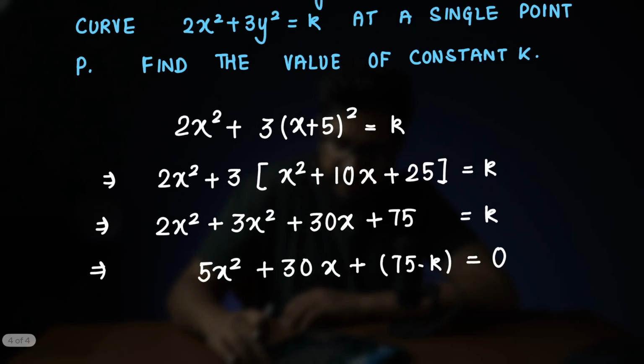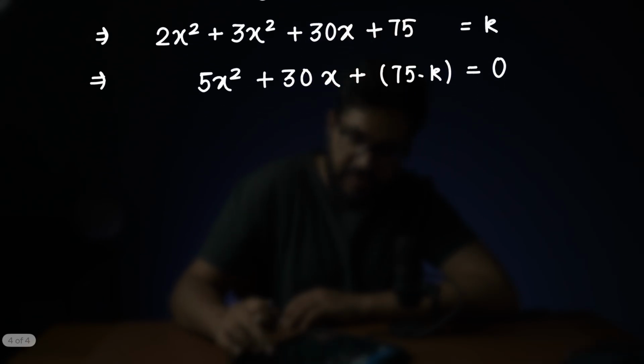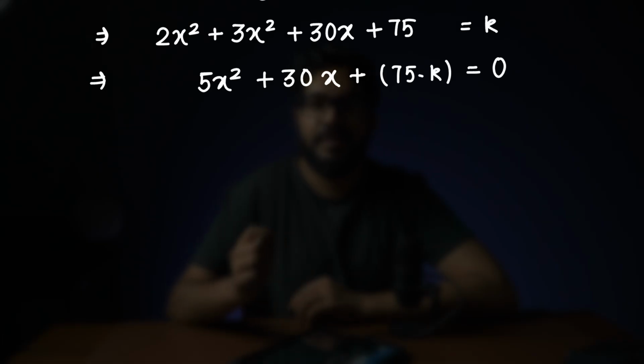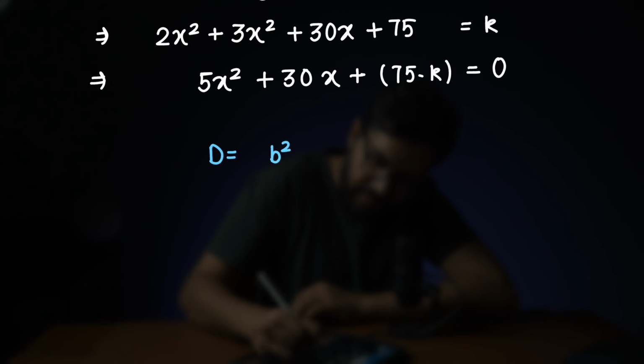Now according to the question, the straight line is meeting this curve at a single point. So we have a single solution. It means whenever we have a single solution, the discriminant is 0. So we'll set the discriminant to be 0. So D = b² − 4ac = 0.